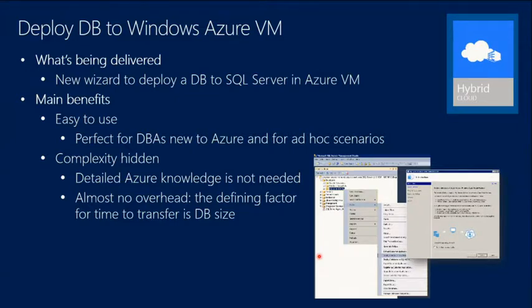So what we are delivering in CTP1 is a simple wizard in SSMS. You go to the database, right click, as you can see in the picture, and say deploy to Windows Azure VM. And you fill in a few parameters, and everything is done behind the scenes, right? Going and accessing the portal, all you have to give is a Windows Azure account, and we'll actually create the VM for you, we'll install SQL Server for you, and we'll do the copy of the database as well.